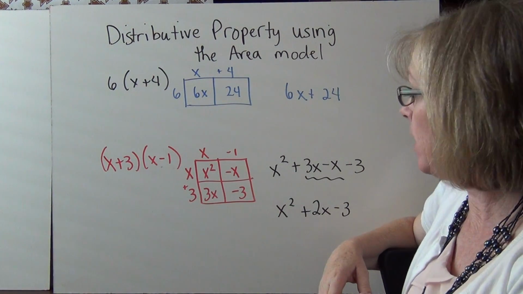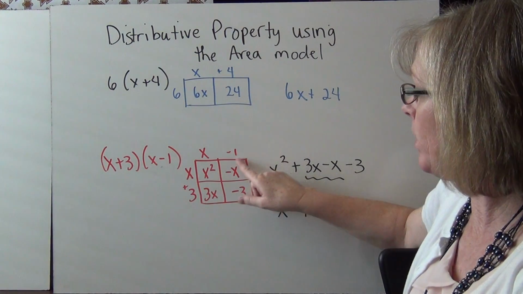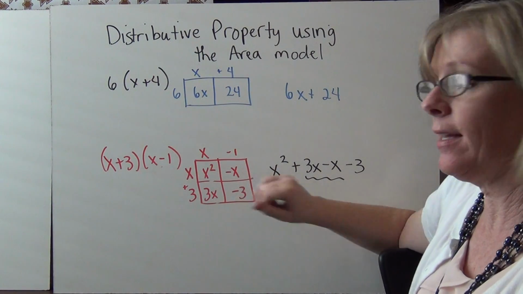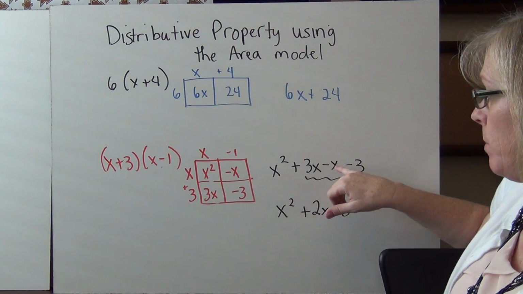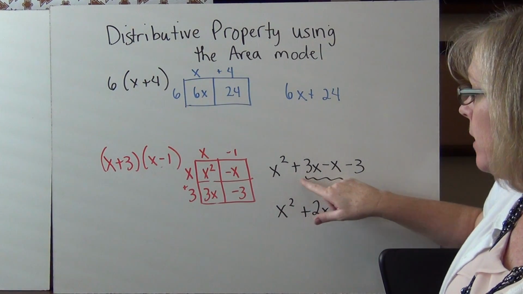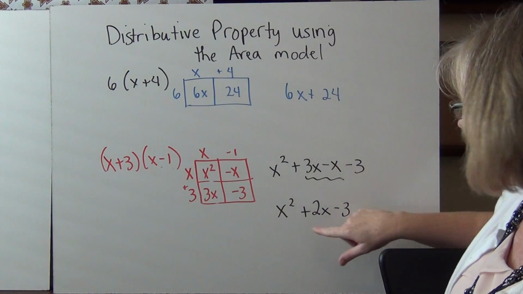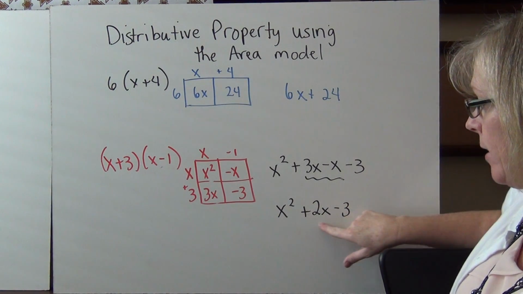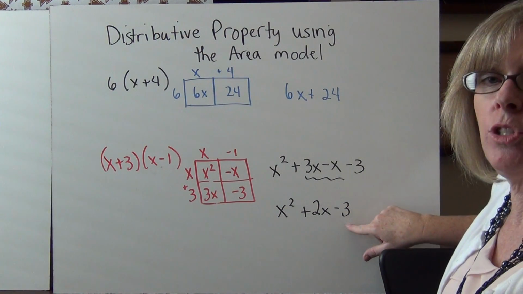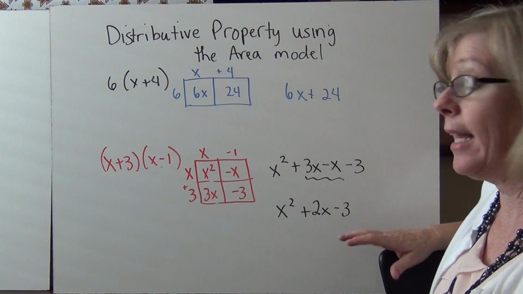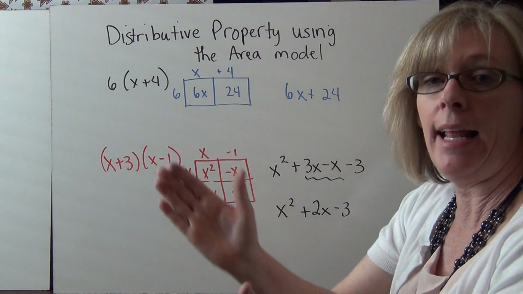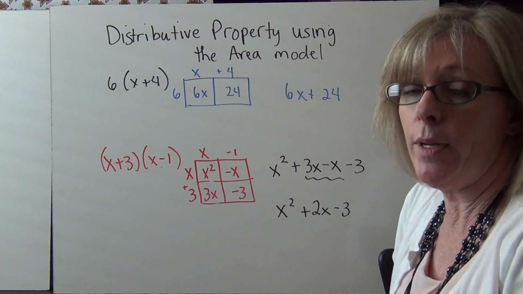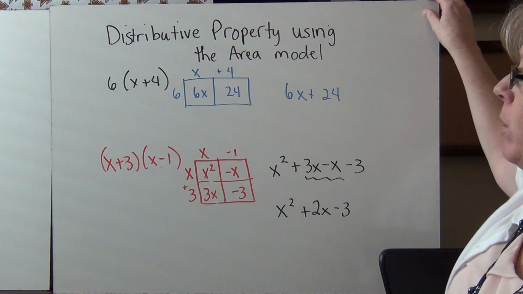Now, the like terms, it turns out, are always on the diagonal. See how I have x and x here? So I said x squared plus 3x minus x minus 3, and then I combined 3x minus x to get 2x. So my final answer would be x squared plus 2x minus 3. Again, you might be very comfortable with this and be able to just go boom, boom, boom, and have that answer quickly. No reason for you to create an area model. That's perfectly fine.